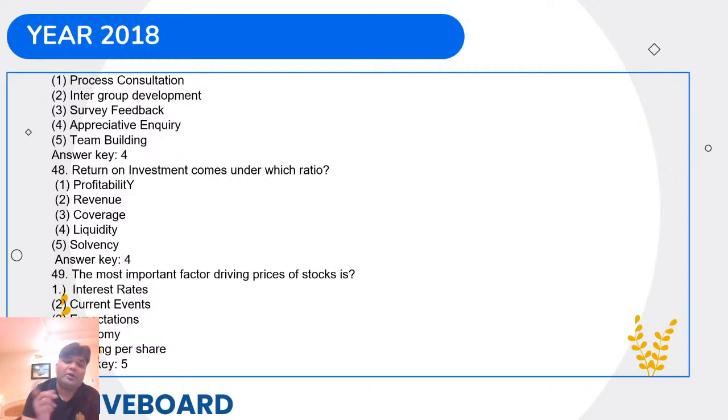So the most important factor driving prices of stocks is earning per share. Typically, what happens in these kind of questions is that students, because they feel that all the options are correct, become a little tentative. At the same time, they become reluctant in marking such answers without realizing that this is just a typical ploy by the examiners to trap you. The answer definitely has to be the one which is closest to the question, and for that you have to read the questions carefully.